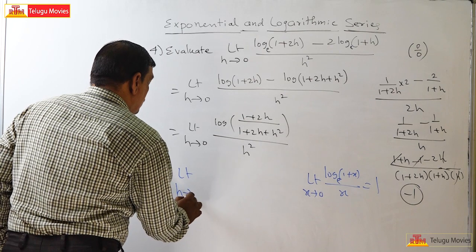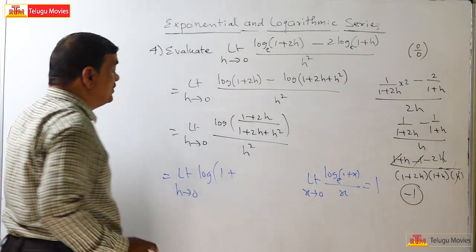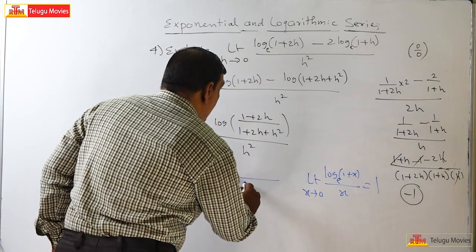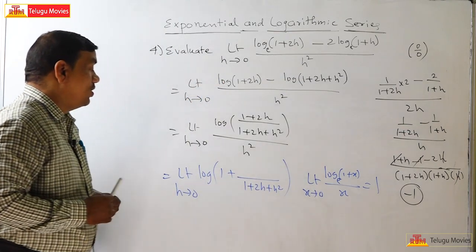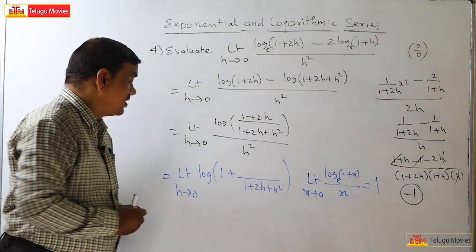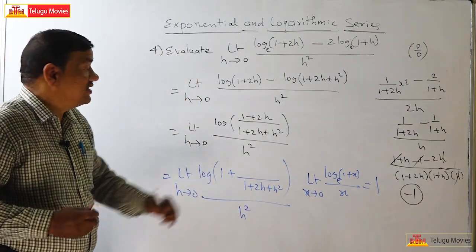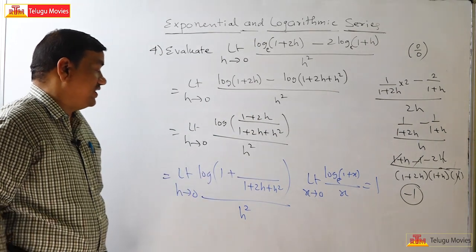Limit h tends to 0, log of, write down 1 plus, no problem. First 1 plus write down. In the denominator, definitely 1 plus 2h plus h square will come, whole divided by h square. To compensate this fraction, the fraction should be as it is, what we have to write here.